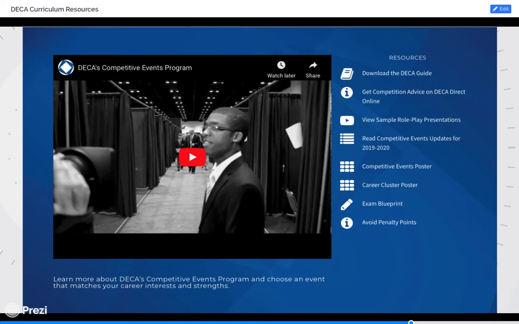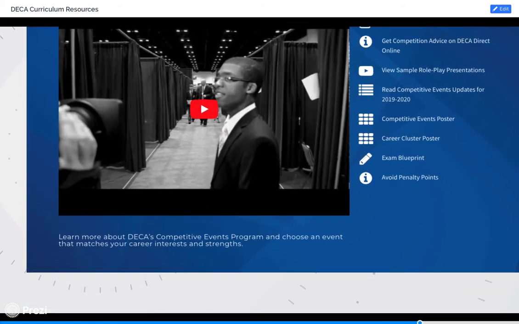It's just going to let them visualize the area that they're going to be in. And as you can tell, it looks very similar to what we encounter in real life. So that should help ease their nerves and teach them what to expect. It's also got several helpful links over on the right, such as things about how to avoid penalty points, a couple do's and don'ts, sample role play presentations that they can actually watch other students do. That's a great thing in my opinion.